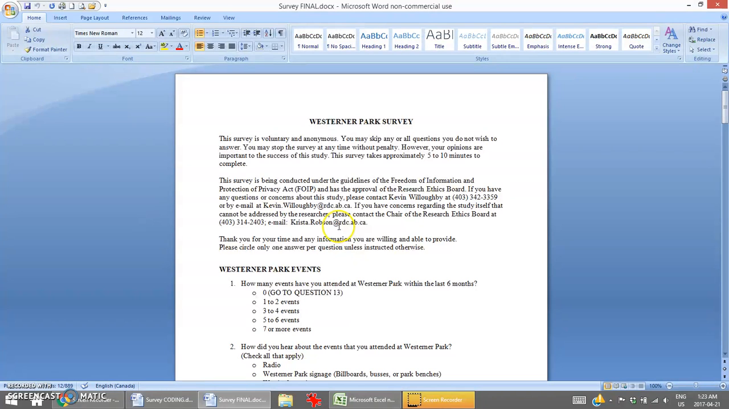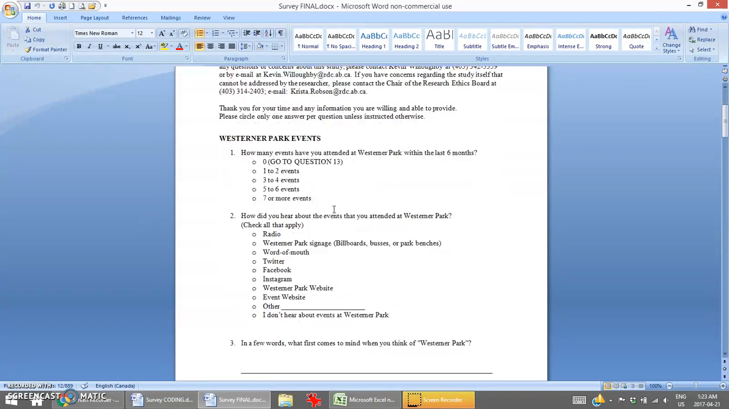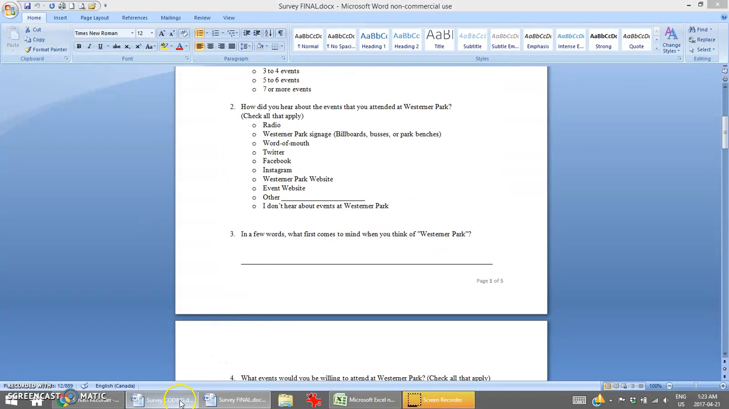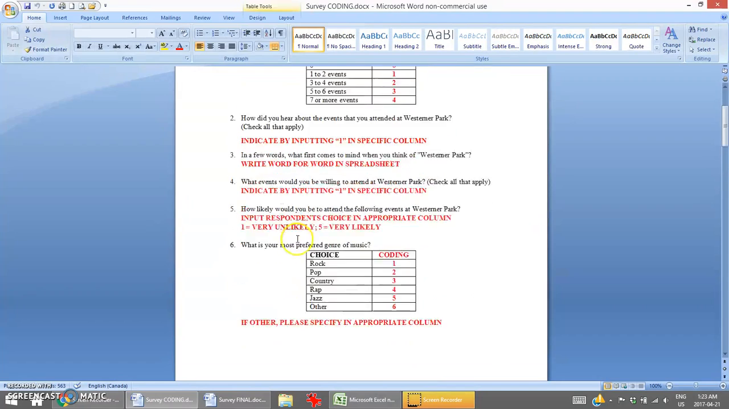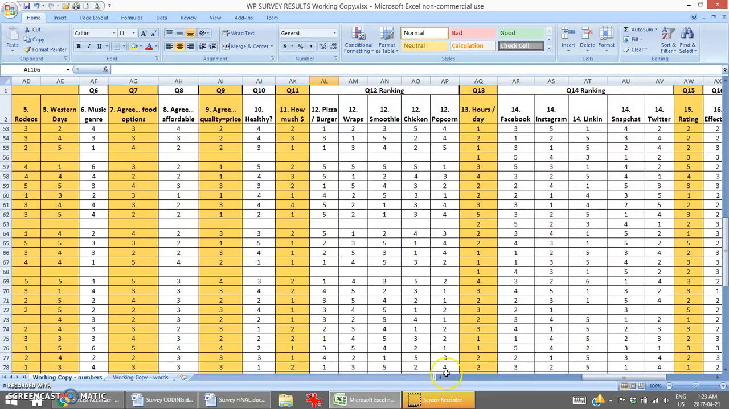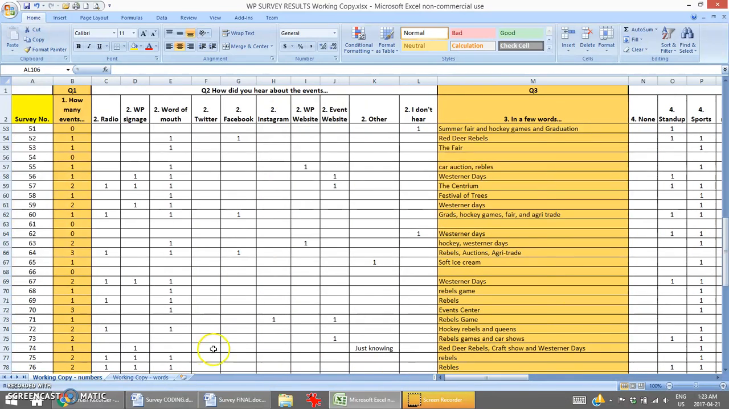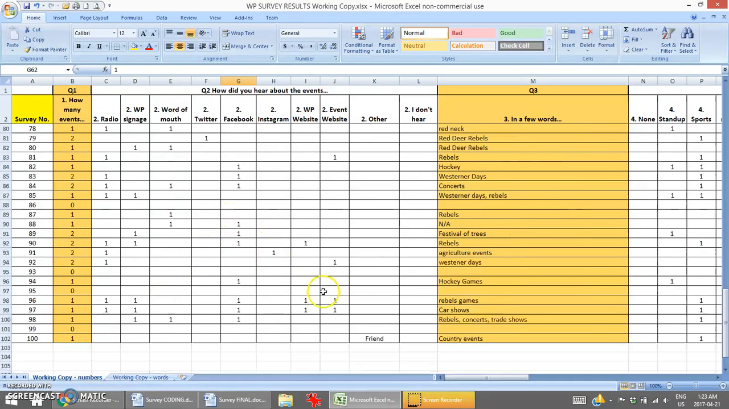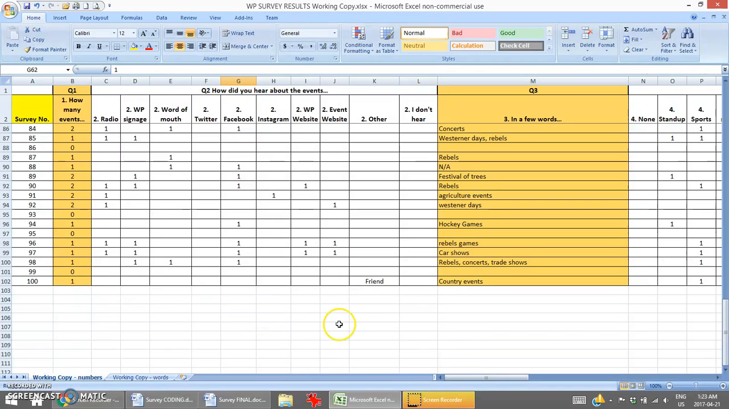So what's going to help you is if you have your survey questions plus the coding that we've implemented and then the spreadsheet of all the survey data. And I'm going to work with the one that says working copy numbers. First of all, I'm going to show you how to do some descriptive statistics.